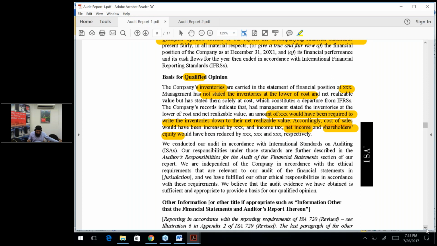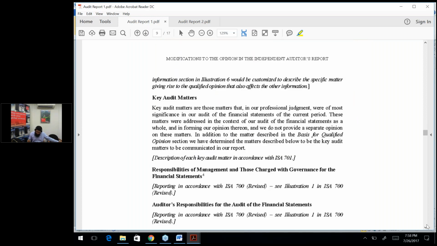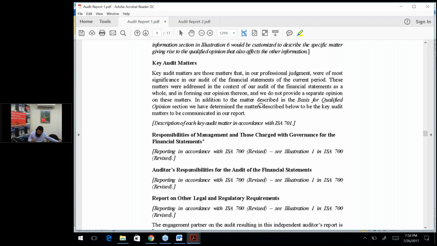And the same goes for the key audit matter section also. In the key audit matter section, you say, in addition to the matter described in basis for qualified opinion section, we have determined the matters described below to be the key audit matters to be communicated in our report. Now, there are two things which I would like to clarify over here, which are important. And what are those two things?